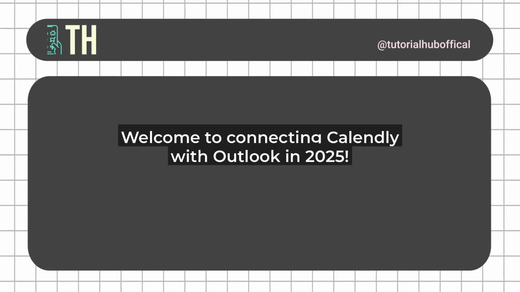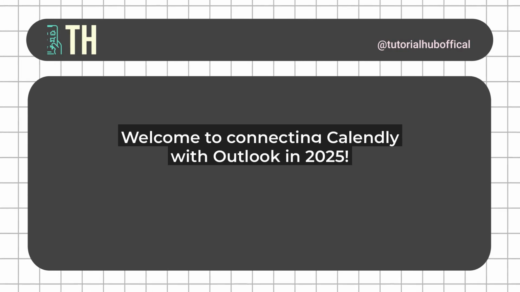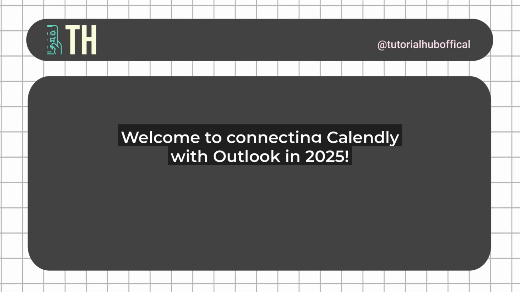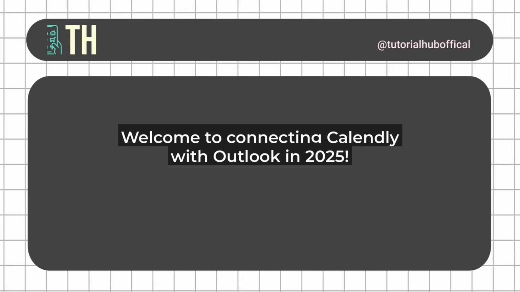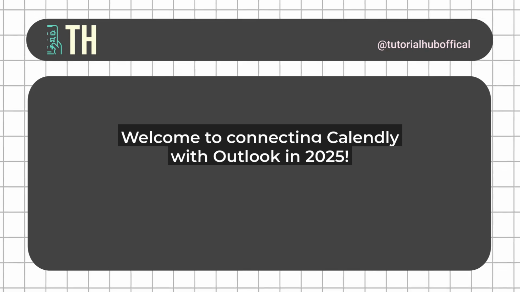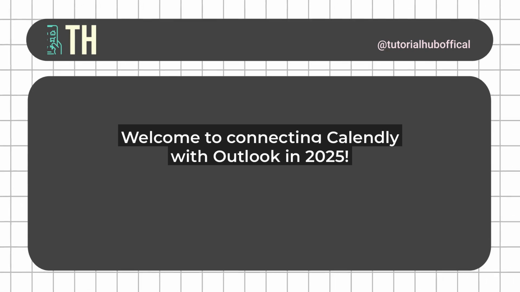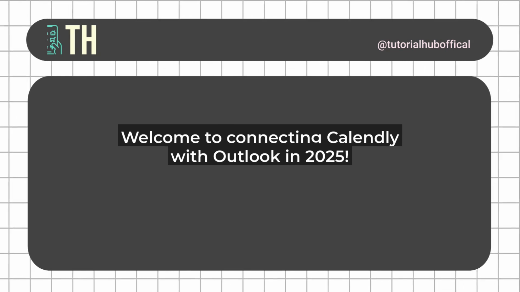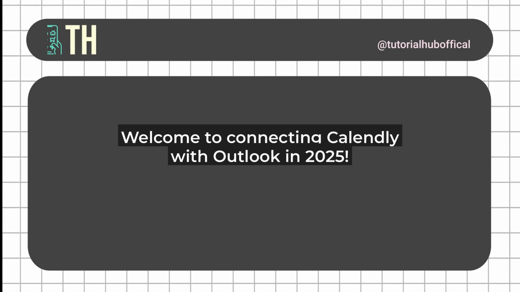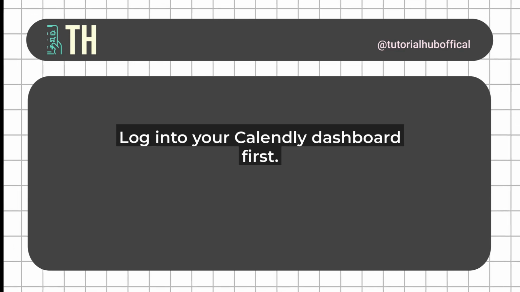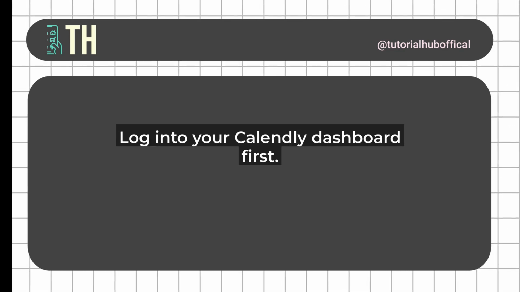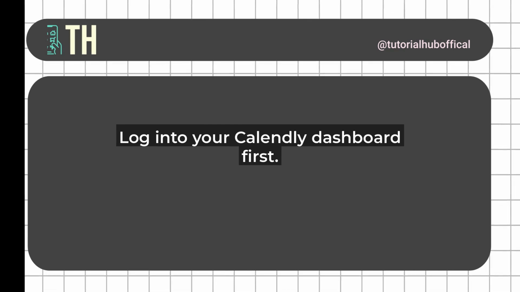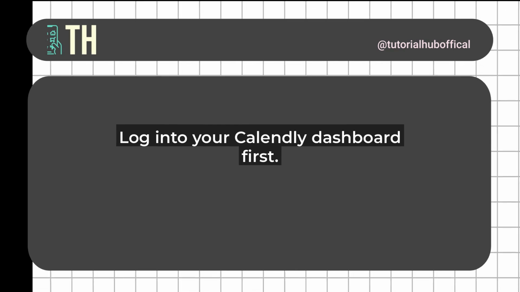Today, we're tackling a super handy tutorial, how to connect Calendly with Outlook in 2025. If you're someone who juggles meetings, appointments, and emails all day, this integration can save you tons of time by syncing your calendars seamlessly. Calendly is that awesome scheduling tool that lets clients book slots directly, and Outlook is Microsoft's powerhouse for emails and calendars. By connecting them, you'll automate your workflow and never miss a beat.